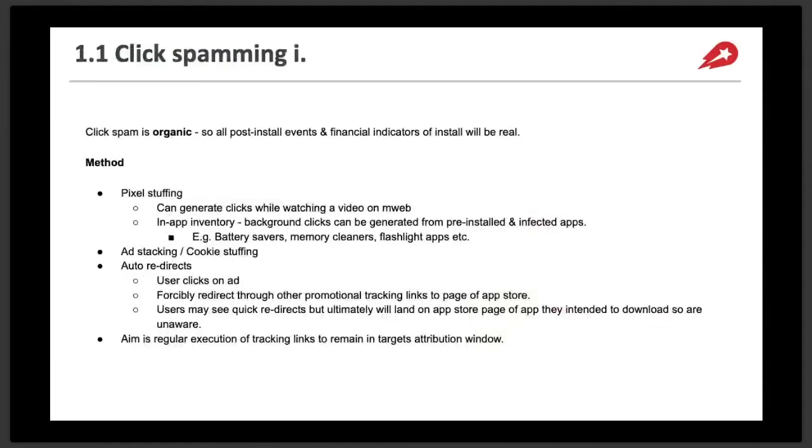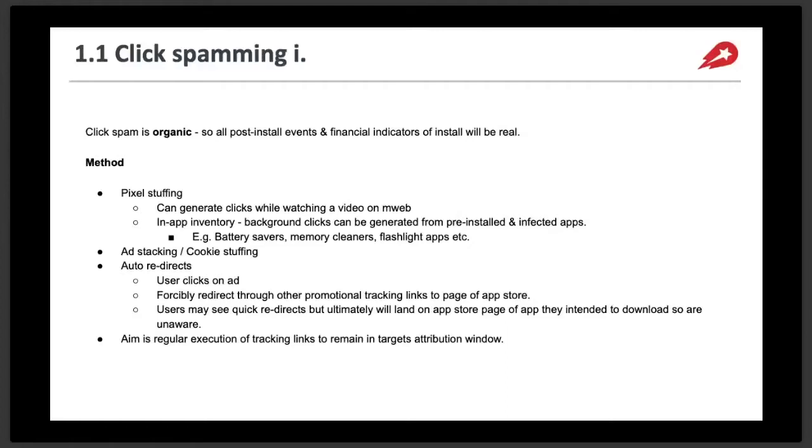So let's start with number one, the classic fraud types. Click spam. This is one of the most famous types of fraudulent activity you'll find. What is click spam? Click spam is organic, so it's making sure you're targeting organic users. Why is that great? Because all of the post-install events and financial indicators will be real. And what's the method of doing it? Multiple methods. It's essentially generating lots of clicks that didn't exist.